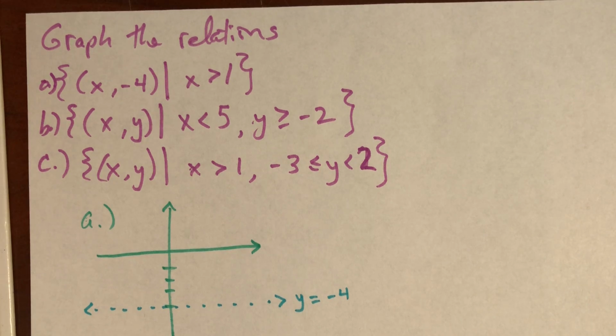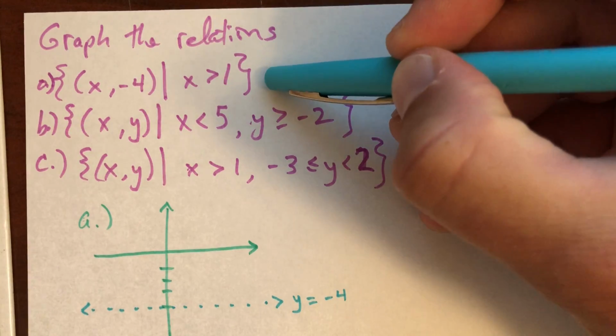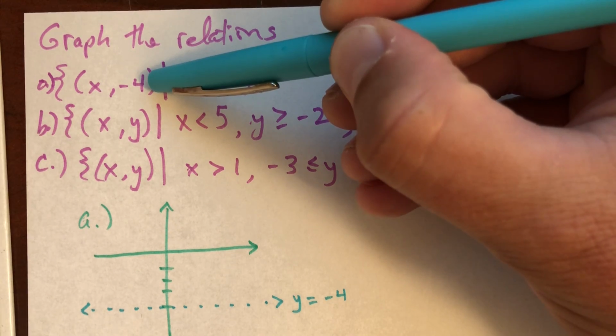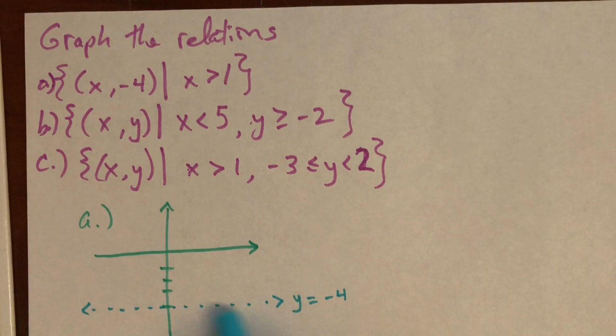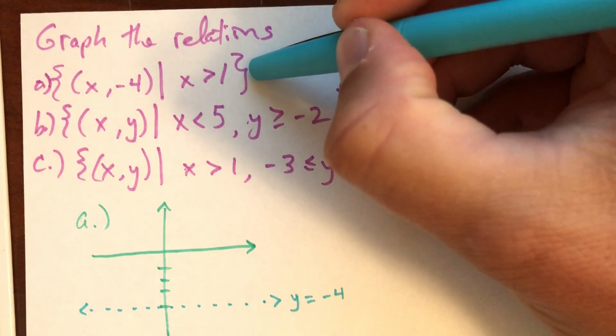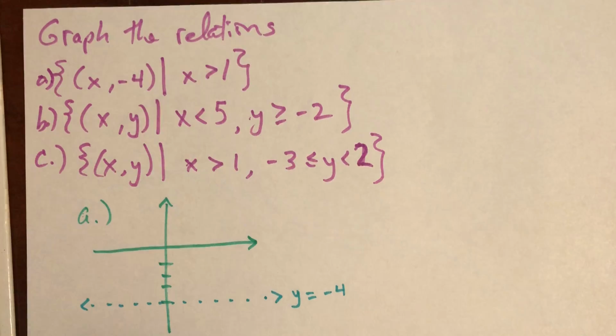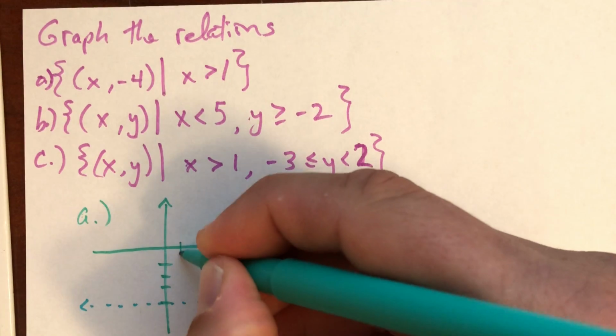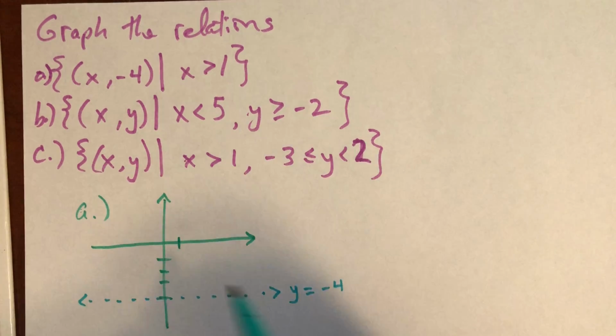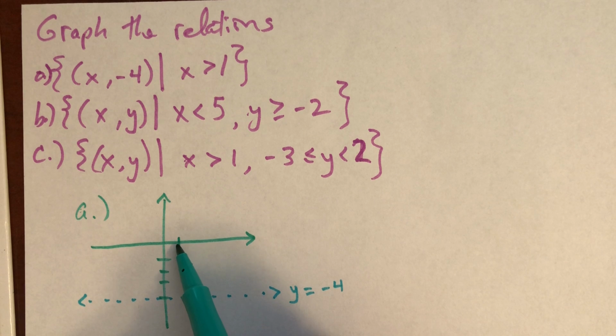Any ordered pair that is a member of this set has to have the y value -4, so anything in this set has to be on that line. But we're further restricted by having to say that these ordered pairs all have an x-coordinate bigger than 1. Here's our x value of 1. Any ordered pair in this relation has to have an x value larger than this number. It can't be this number, it has to be larger than 1. So they have to be on this line and have x-coordinate bigger than 1.